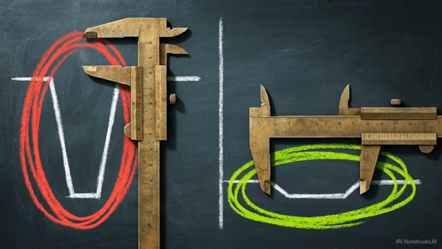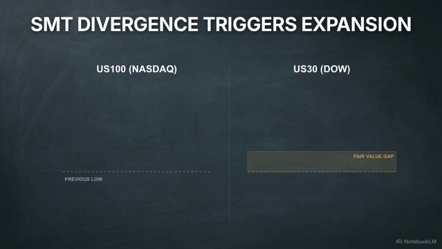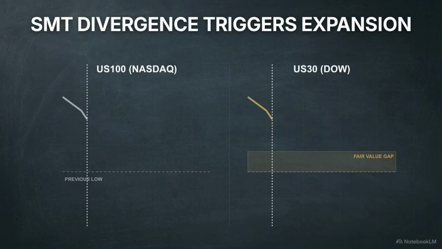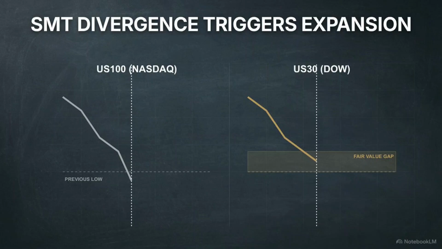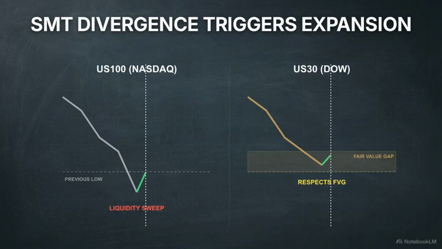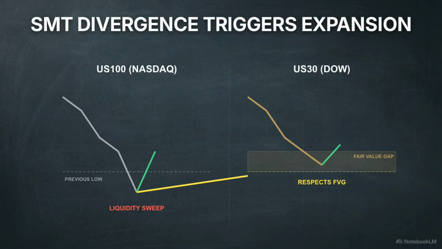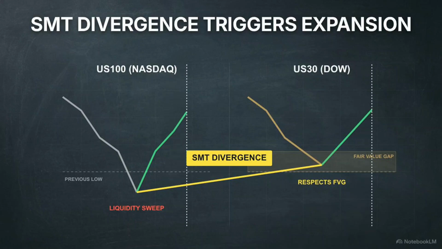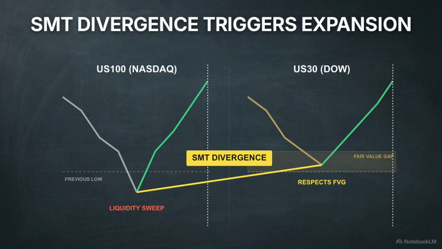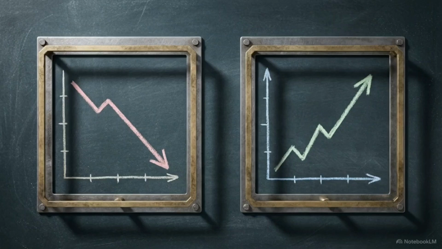SMT divergence provides the final layer of validation required before executing a 4-hour setup. This involves cross-referencing the C2 manipulation phase across 2 correlated assets, such as the US 100 and the US 30. We look for one asset to sweep a structural low, while its peer respects a fair value gap. This failure to break lower confirms the strength of the internal swing point. This divergence signals the conclusion of consolidation, triggering the C3 expansion. Institutional positioning generates these observable deviations between correlated assets. Comparing charts reveals the true underlying intent of the move.